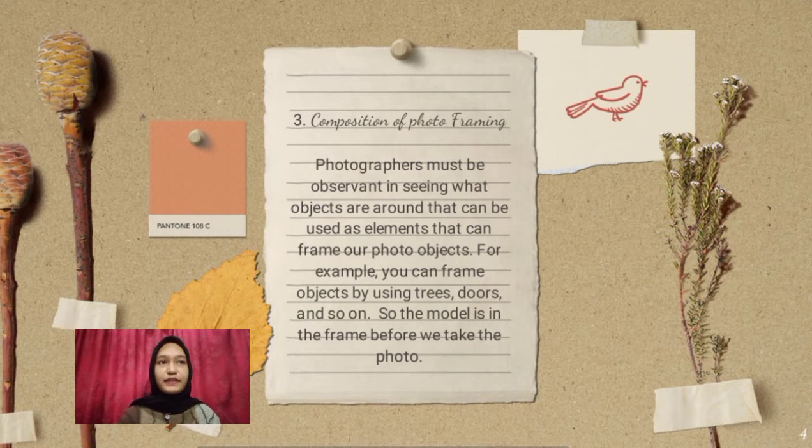Okay, the next slide is about composition of photo framing. The photographer must be observant in seeing what objects are around that can be used as elements that can frame our photo objects. For example, you can frame objects by using trees, doors, and so on. So the model is in the frame before we take the photo.